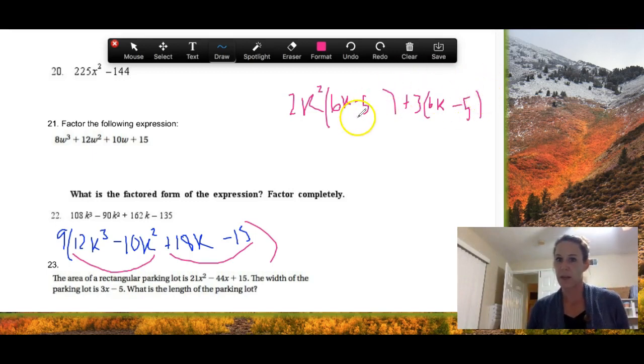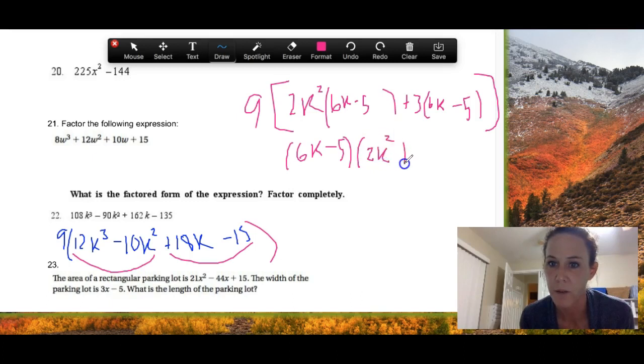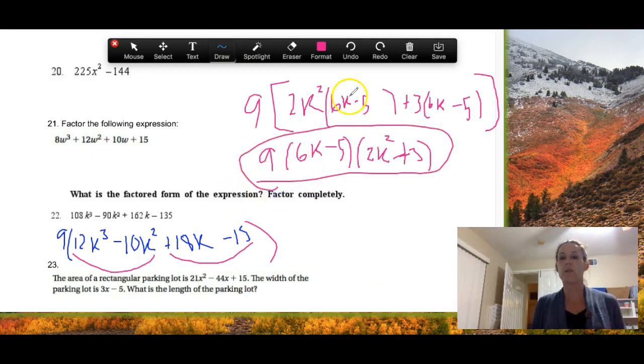These are the same. Okay, don't forget, that 9 is still there. We can't forget him. He's still out here. All right, now I pull out my greatest common factor, 6k minus 5. Pull him out, and I get 6k minus 5 times what's left, 2k squared plus 3. And bring down the 9. Now check these and see if they factor anymore. That's not a difference of perfect squares. It doesn't. You're finished. So this was factoring by grouping.